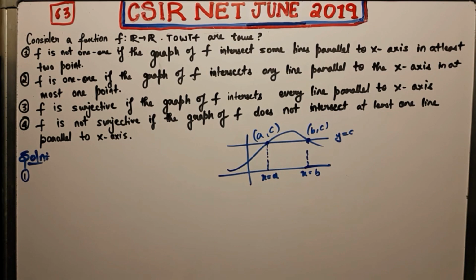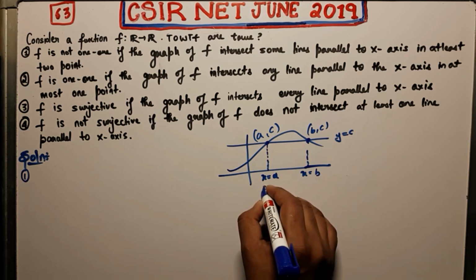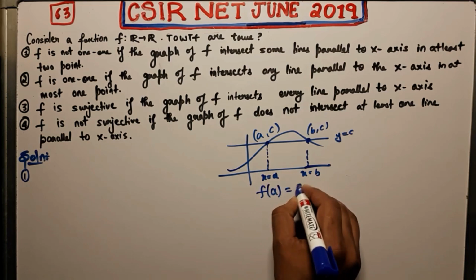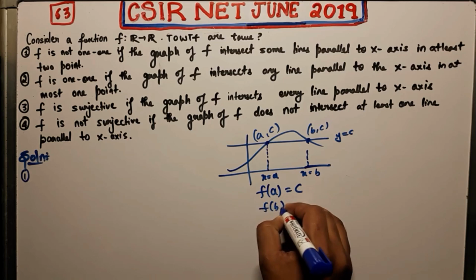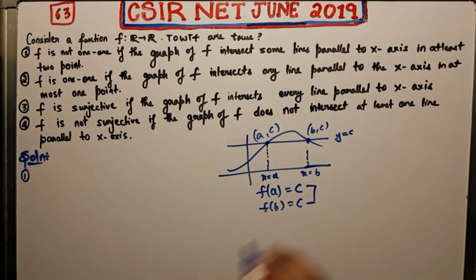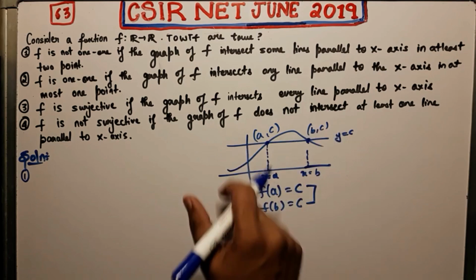So from here what you are getting? You are getting that f of a is c and f of b is c. That means, since a and b are distinct, your function f is not 1-1. So this is what your question is saying, that f is not 1-1 if the graph of f intersects some line parallel to x-axis. Now let us do this thing mathematically.